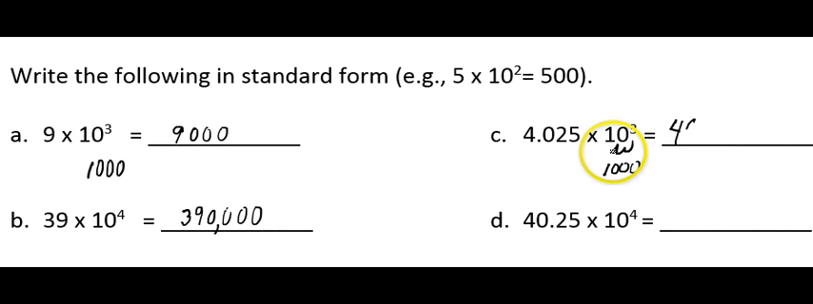So if I fill in the rest of my answer, 0 tenths resulted in 0 hundredths. I've moved it 3 places. 2 hundredths resulted in 2 tens when we move it 3 places. And 5 thousandths results in 5 wholes when we moved it 3 places. So 4 and 25 thousandths times 10 to the 3rd power is 4,025.